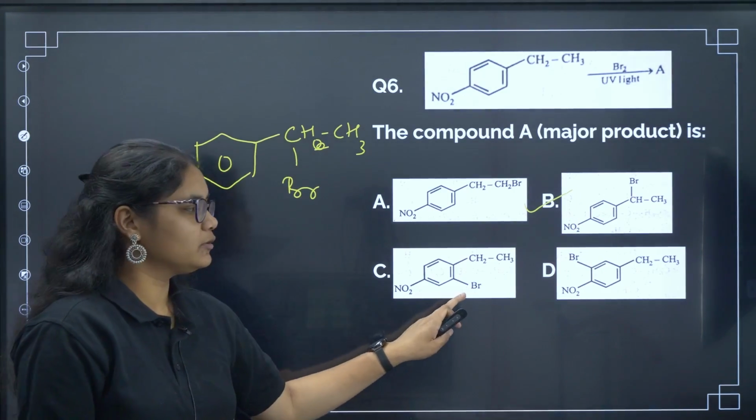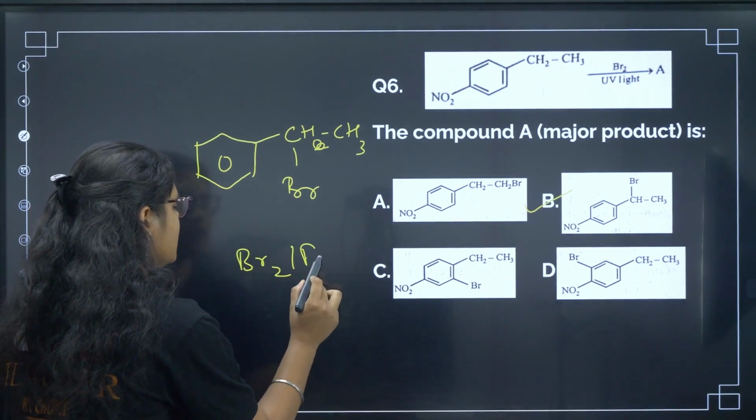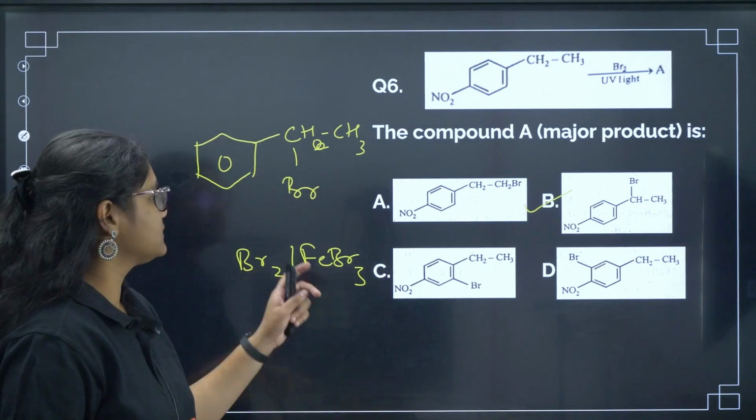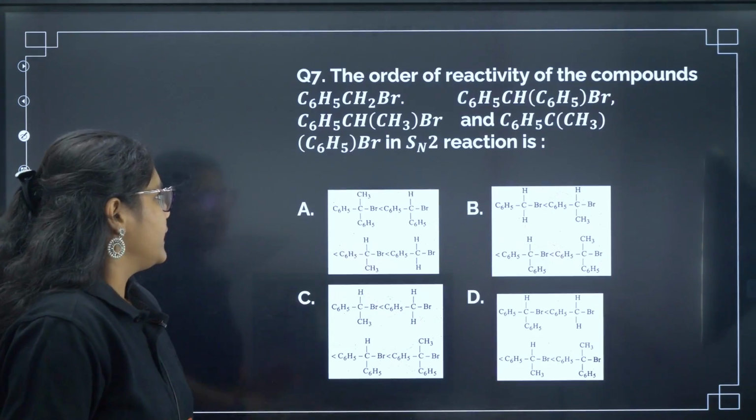We cannot add bromine to the ring. For addition of bromine to the ring, we use Br2 with any Lewis acid. Okay, this is the reagent. With UV light, it is a free radical mechanism, it will act on the aliphatic part. Okay, next question.